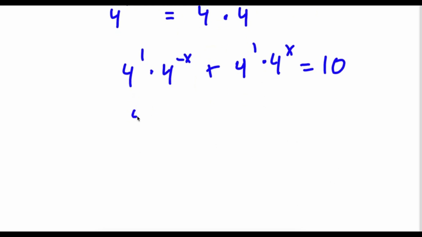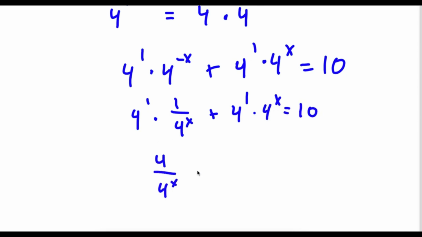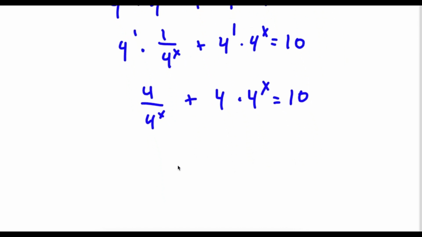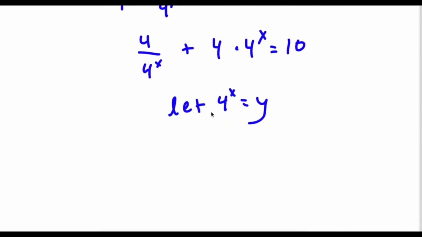Now 4 to the power of negative x, this is the same thing as 1 over 4 to the power of x. And if I multiply these two, I get 4 over 4 to the power of x. Now I'm going to let 4 to the power of x equal to the variable y. So now if I replace 4 to the power of x with y, I get 4 over y plus 4y is equal to 10.